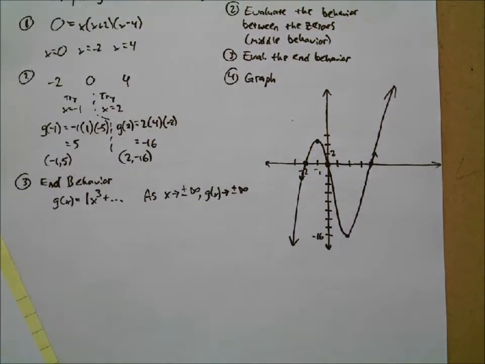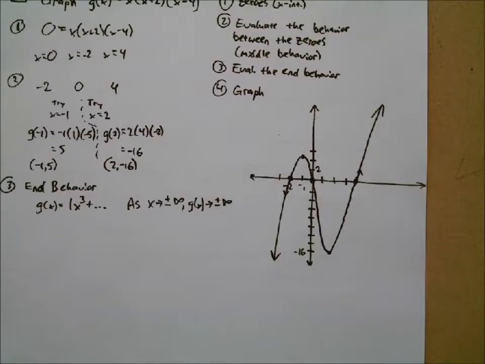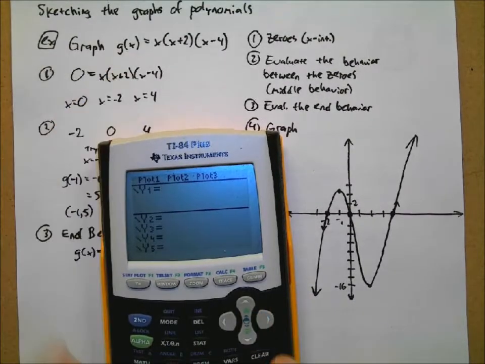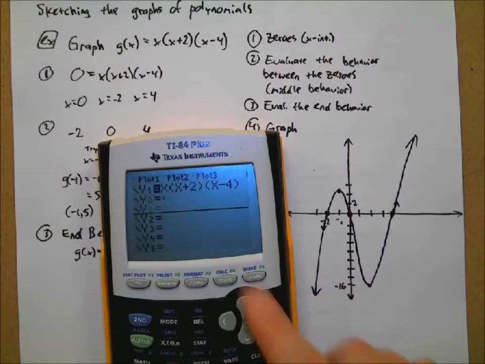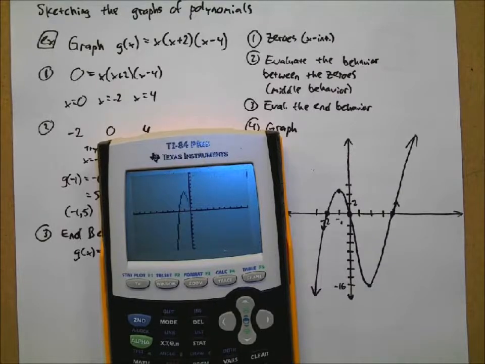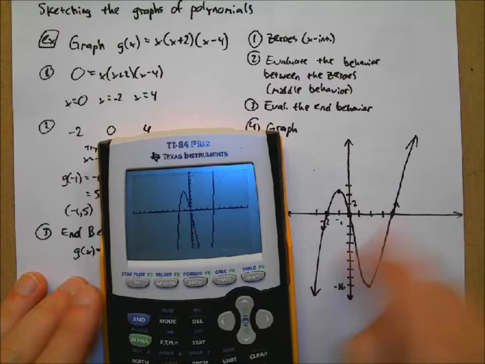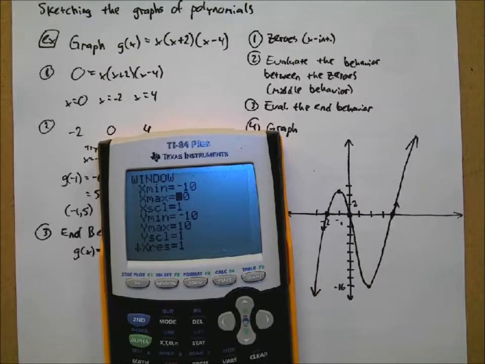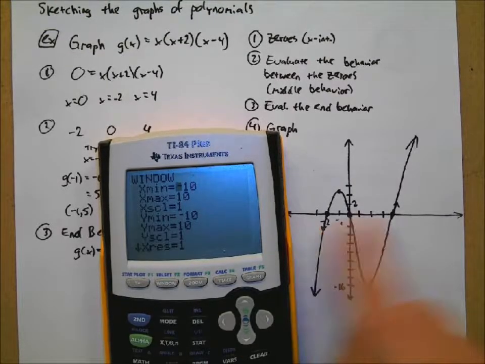The nice thing is you can check this using your graphing calculator. So I'm going to type into my graphing calculator the original function here, x times x plus 2 times x minus 4. And there's my graph. I'm going to adjust my window to be similar to what I have right here. So to the left, I'll go like -3, I guess. And then 1, 2, 3, 4. So I'll say up to x max of 5.